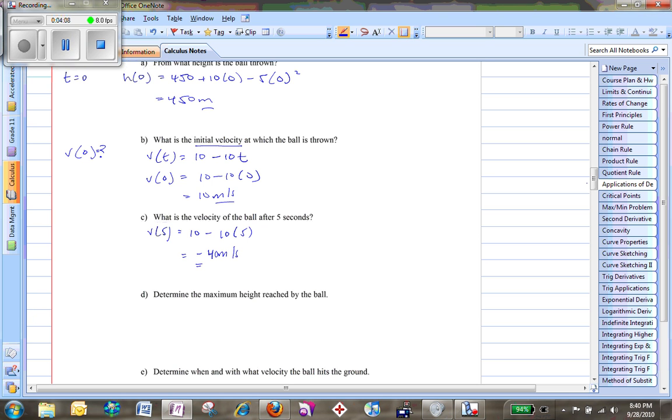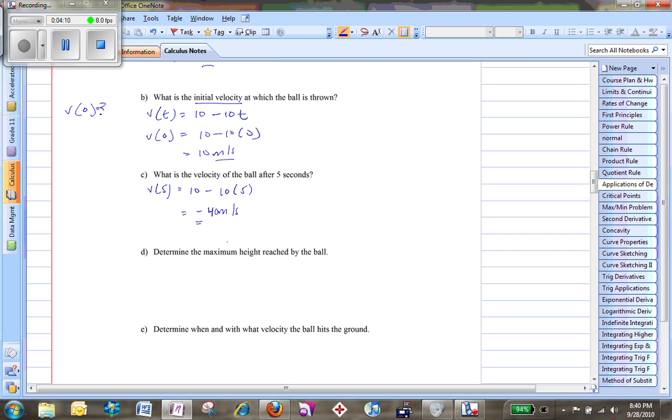It's going down. Determine the maximum height reached by the ball. Now when you were in grade 10 or 11, you probably would have completed the square, found the maximum height, and that would have been the end of the question. However, now that we're in calculus, let's think about it a different way.